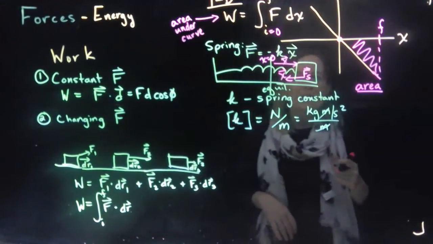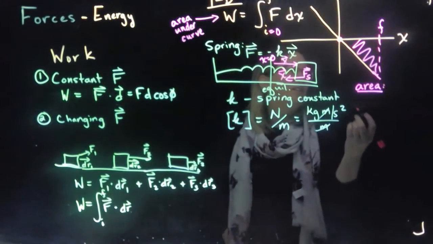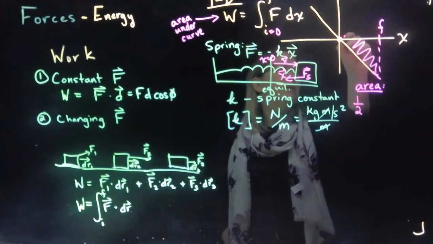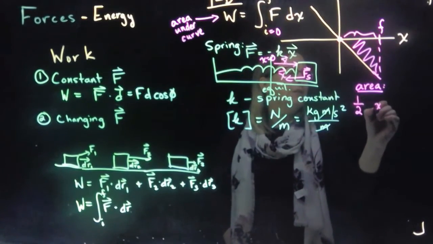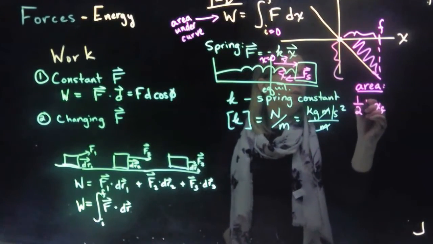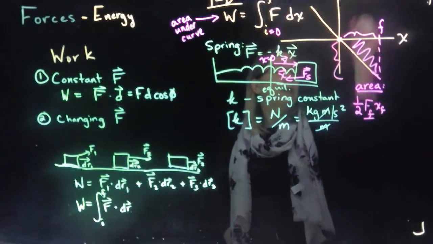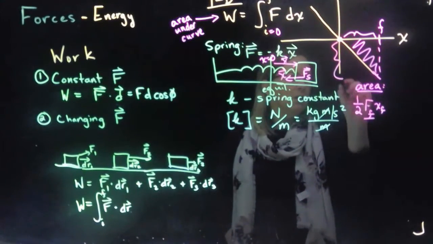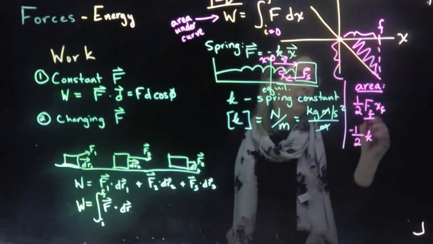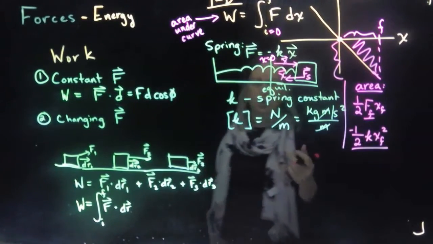And so in this case, this is an easy one to do. That's why I picked it, because it's an easy one to do, the area. And so the area is the area of a triangle, which is 1/2 base times the height. 1/2 the base is just this x final distance that I have, and the height is just my force final, okay? And so if I put my force final, which would be minus kx final in, then the area or the work is minus 1/2 kx final times x final, or x final squared. That would be the work to stretch it from equilibrium.